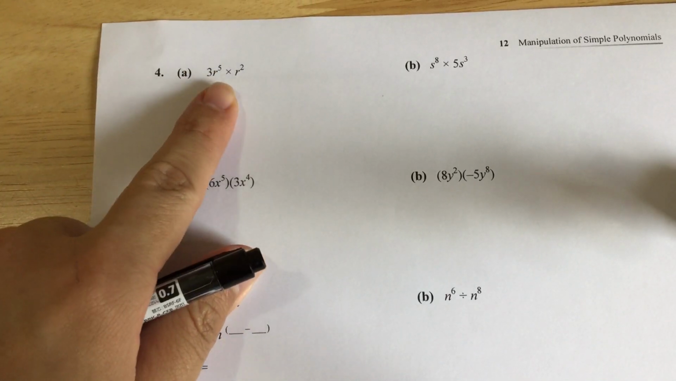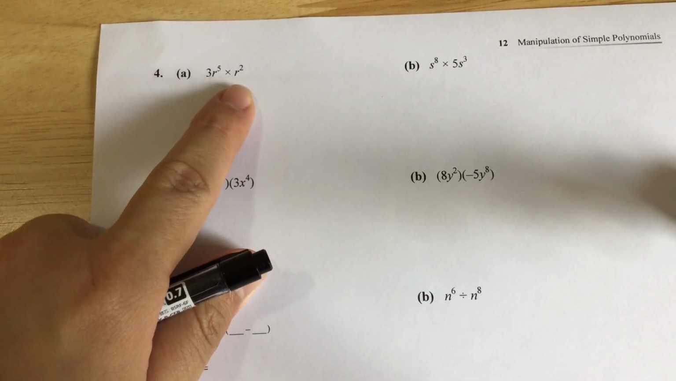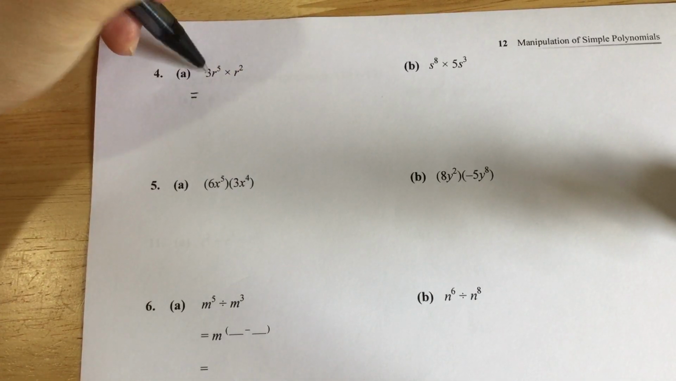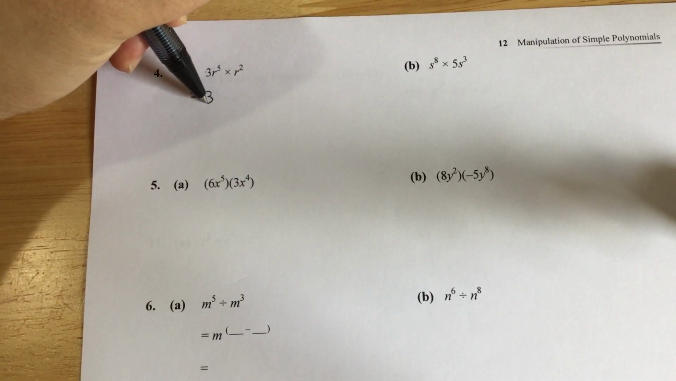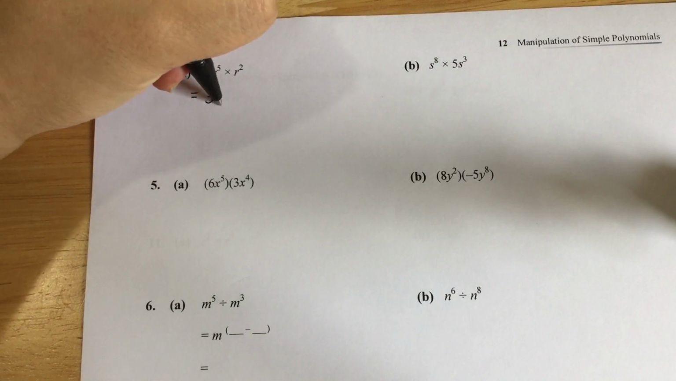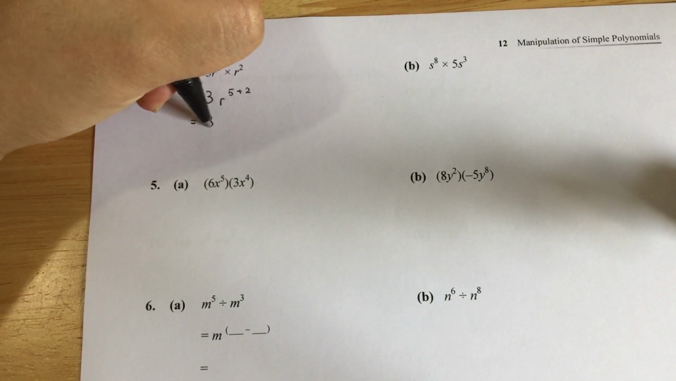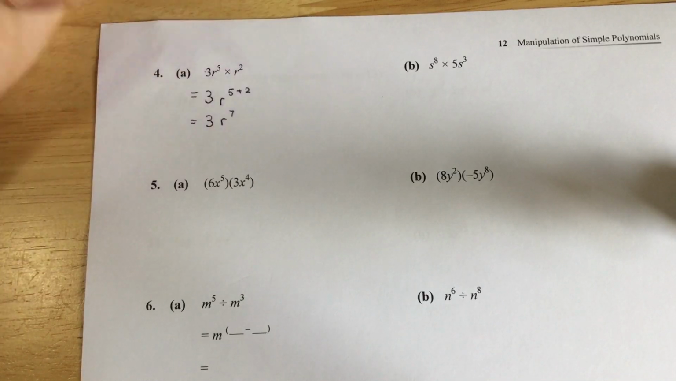So this one is obviously 3r to the power 5 times r squared. So once again, we just write 3 here, and then the r power will be 5 plus 2. So this one is 3r^7.